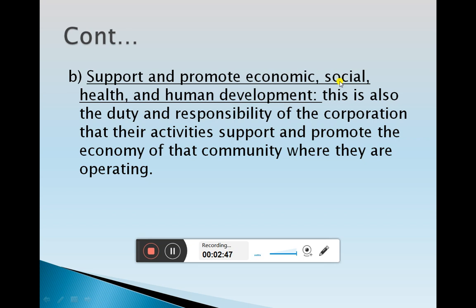So all these are simply known as support and promote. Support and promote economic, support and promote social, and health. And after that we have human development. Human development means simply to develop the human factor, the people of that society.